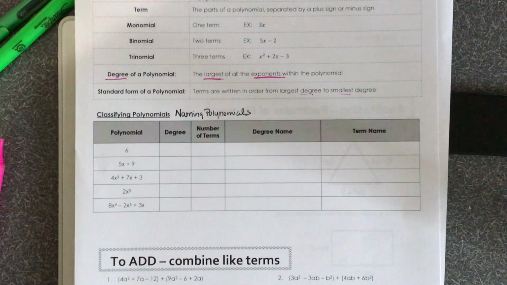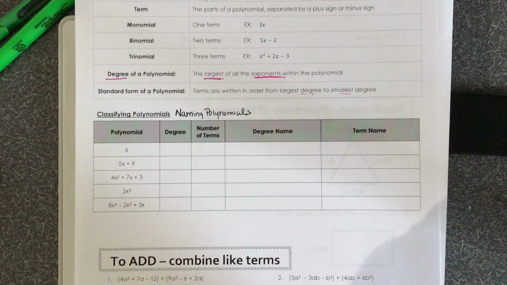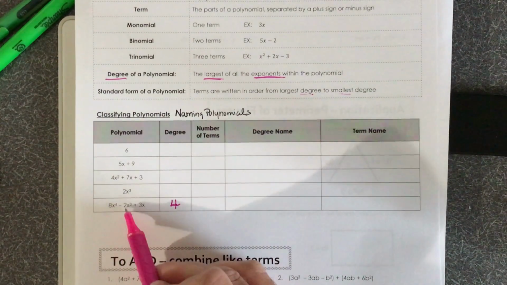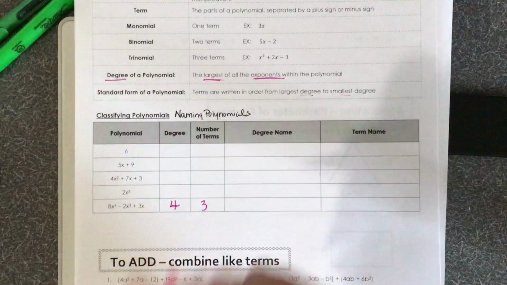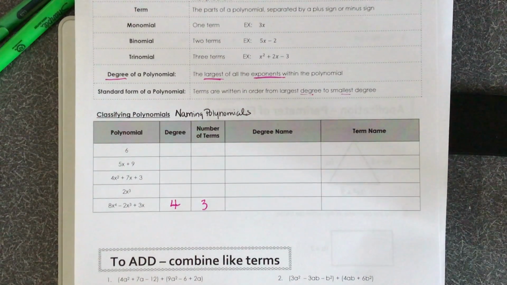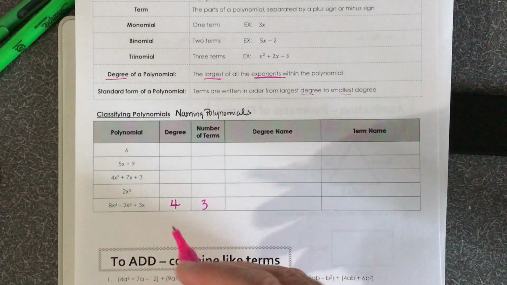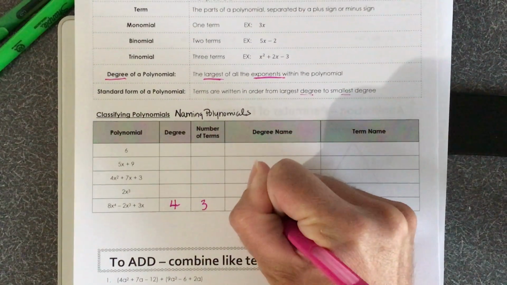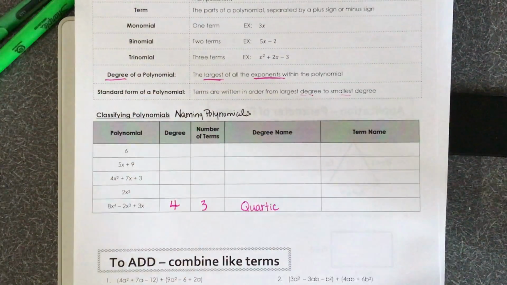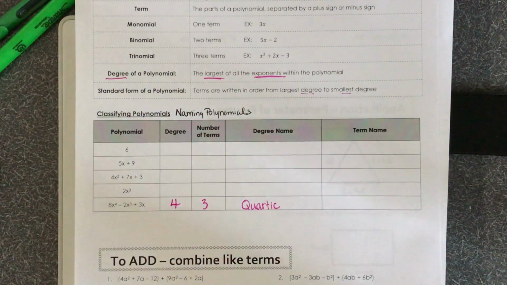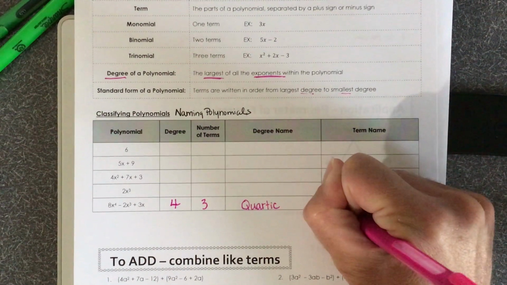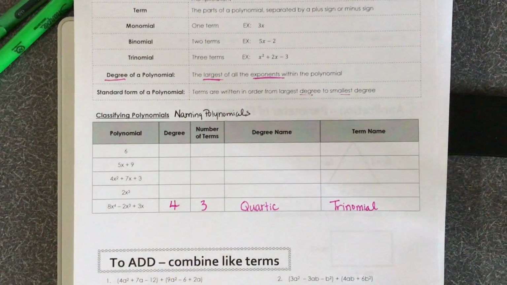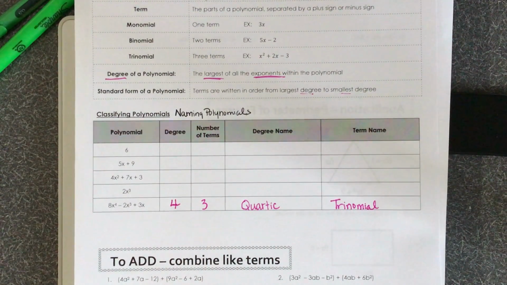So in this first example, the largest exponent that I have is a 4. So I have a degree of 4, and I have 3 terms. So when I have a degree of 4, the degree name is called a quartic. This is a quartic polynomial. Because I have 3 terms, it's a trinomial. Tri means 3. So this polynomial is known as a quartic trinomial.